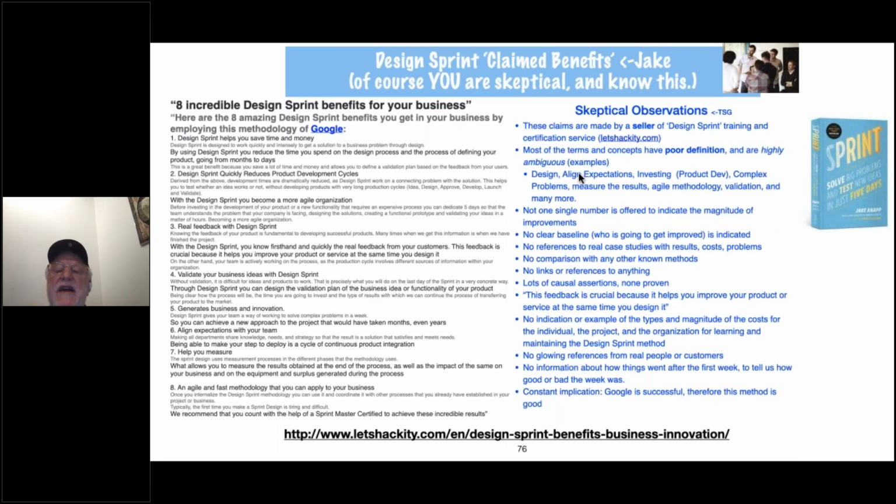Here's just more of the same, my skeptical observations on design sprint. And here are some of the claims they make. And it's all management bullshit with, you know, no numbers, no reality, no credibility. I can't believe that people buy into this. But then they did the same with Scrum and Agile. We have a lot of people in IT that are so immature, they buy into simple-minded, simple-sounding things.